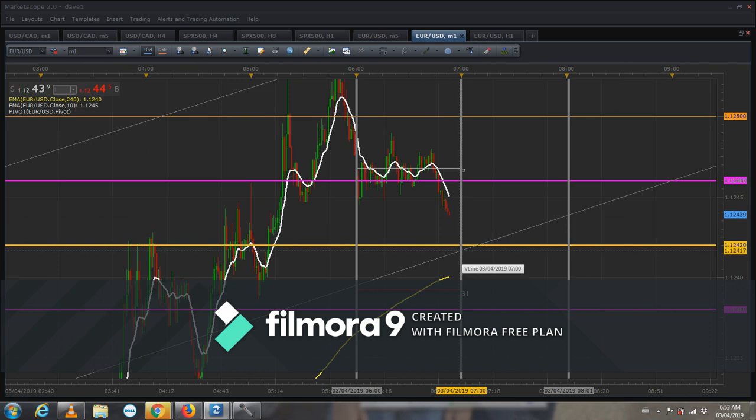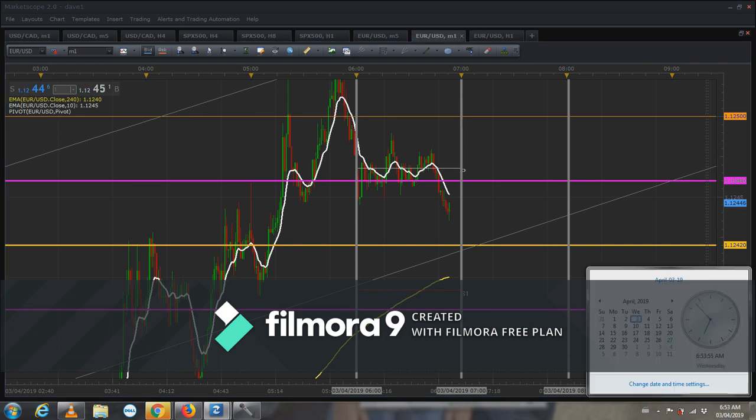So the 1 minute looks like it's gonna run to this 1242 line, and it may bounce off it, it may close below it. Really, ultimately, what it wants to do is come down to this 240 moving average. That's really where it's going to go down to. Support 1. Now, will it hit that support 1 before the next?